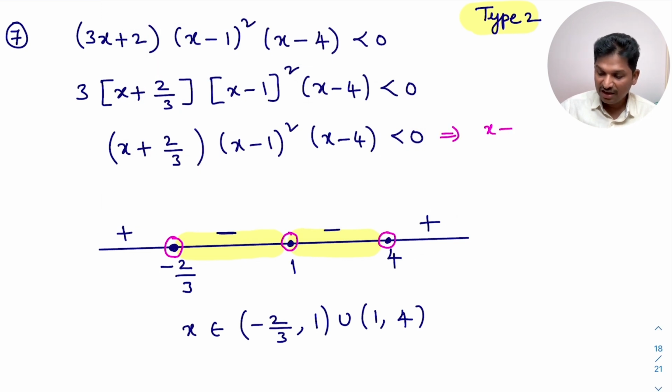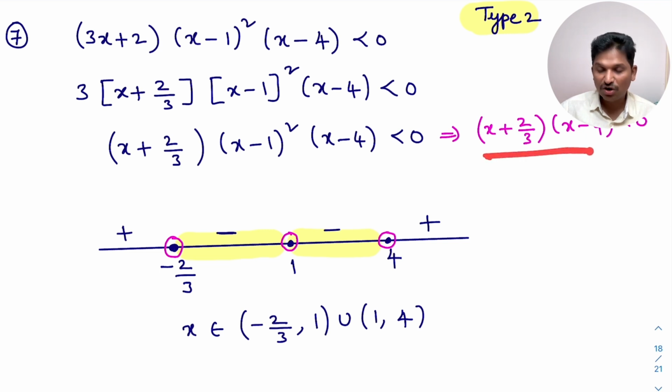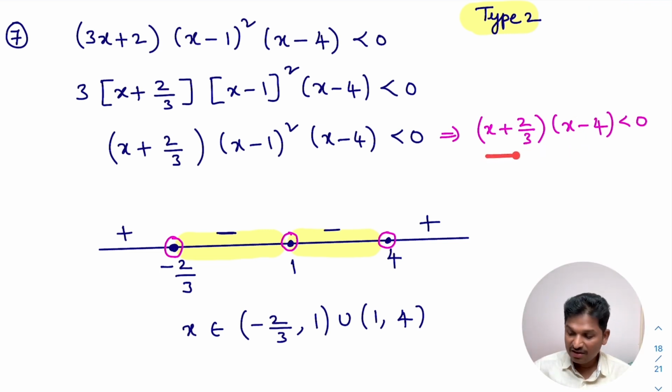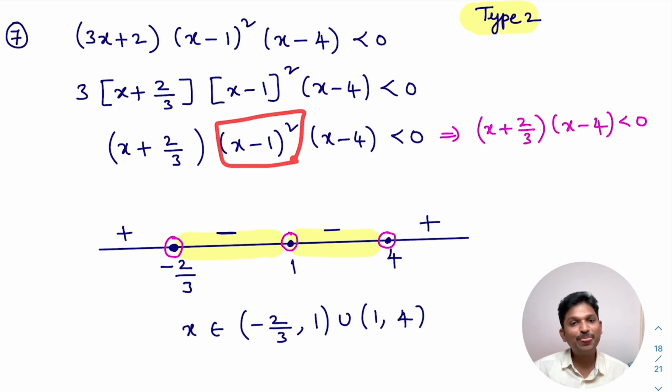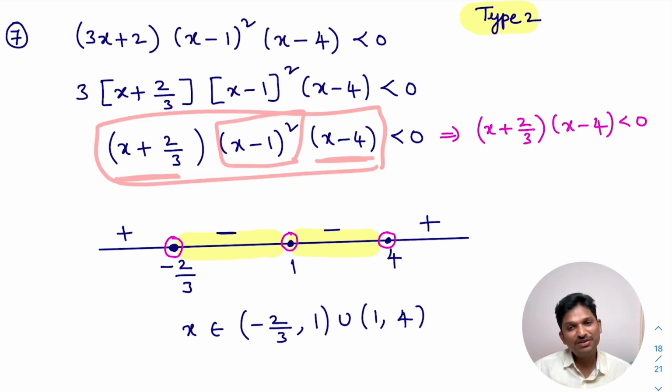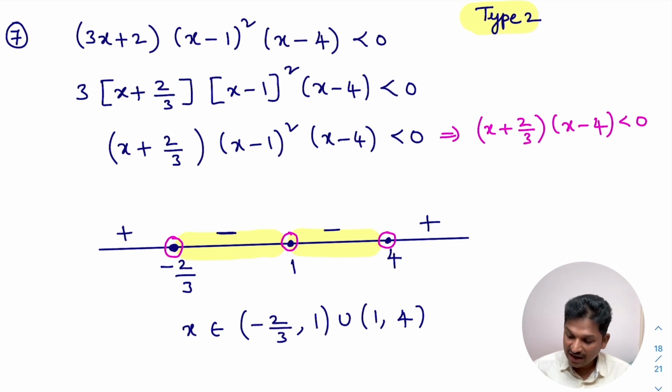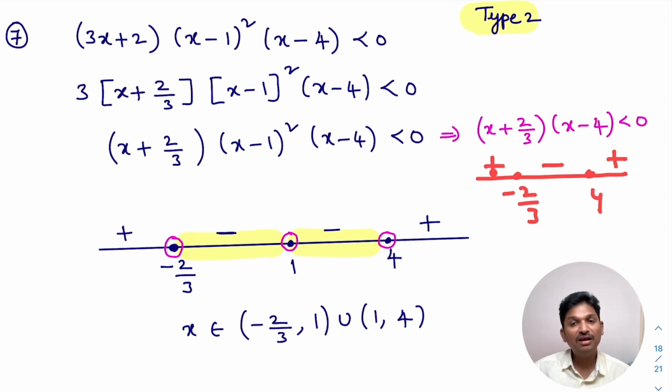Another method I am explaining. x plus 2 by 3 into x minus 4 is less than 0. I hope you are understanding what I am saying. Now, see here, this is less than 0. As I came to know this is positive, this must be negative. Then only this whole thing is negative. Positive into negative is negative. So I'll mark a number line here: minus 2 by 3, here 4, rightmost corner plus, minus, plus. Now I'm looking for less than 0, means negative sign. Where is the negative sign? Here, minus 2 by 3 to 4.